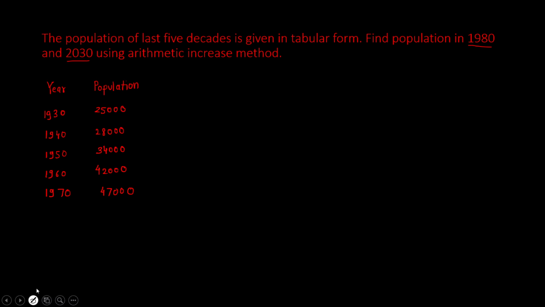Now what we have to do, see, up to 1970 the data is given to us. The latest data available is in 1970, the population was 47,000. Now we have to find out the approximate population after 10 years, that is in 1980, and also the approximate population in 2030, that is after 6 decades. This is after 1 decade and this is after 6 decades, 60 years from this. So we have to use the arithmetic increase method to find these two populations.